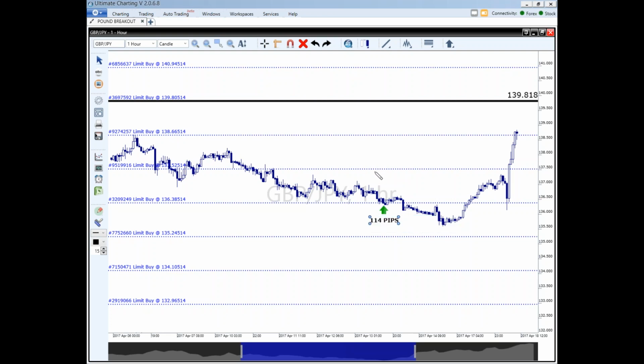Then this sized in level is at now 114 pips. This first trade is down 114 pips. And this second trade is at break even.